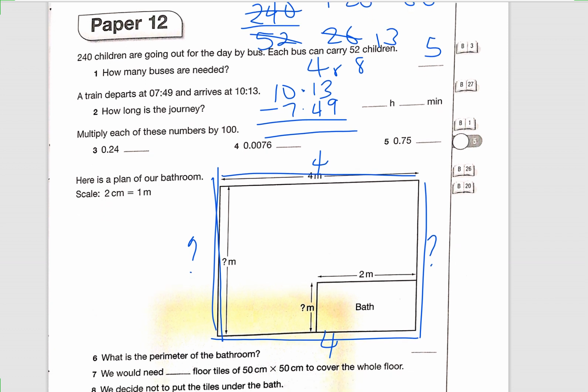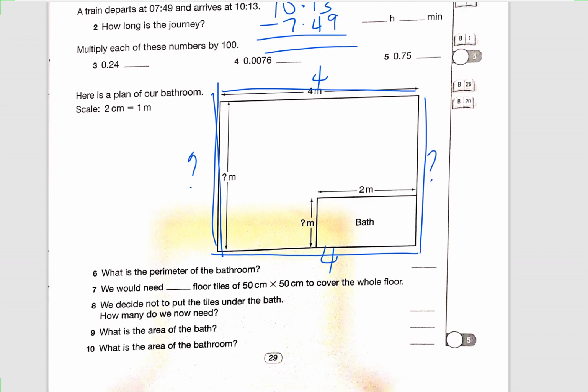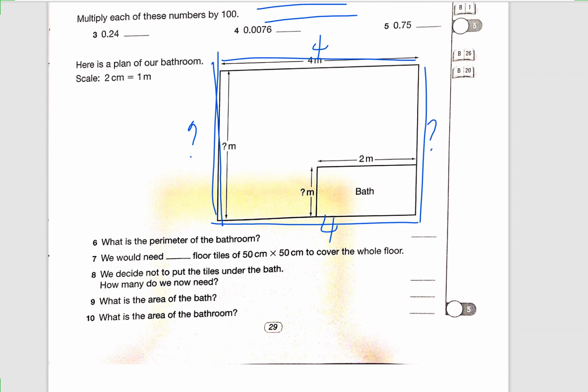Now quickly, let's move on to number 7. Number 7 says we will need dash floor tiles of 50 centimeters by 50 centimeters to cover the whole floor. Now we have to change the meters in the diagram to centimeters for us to know how many 50 centimeter by 50 centimeter floor tiles will cover everything. So when you get the total, you divide it by 50, the total dimension.